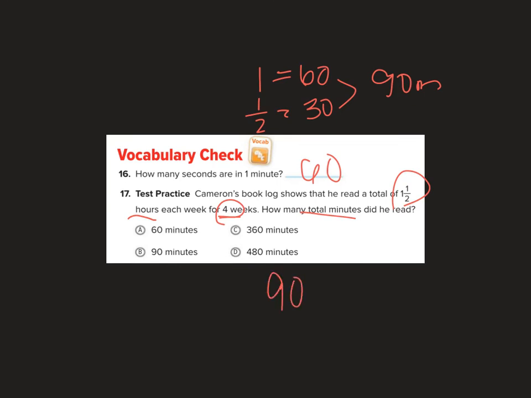So I need to take 90 times 4. I can just do 9 times 4 is 36. Add on my 0, 360 minutes for 4 weeks.